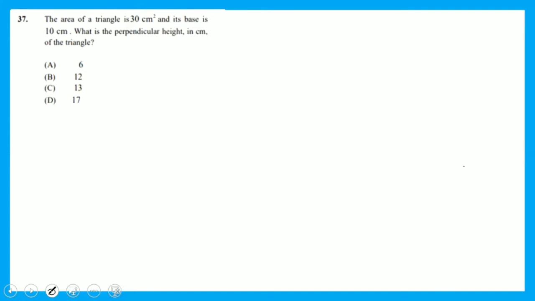First one says the area of a triangle is 30 centimeters squared and its base is 10 centimeters. What is the perpendicular height in centimeters of the triangle? As I said in yesterday's episode, what you can do when you get stuck in a question like this: one, reread; two, write down things that may be helpful. So the area of a triangle is 30 centimeters squared. Ooh. So you know a formula for area of a triangle. That's going to be half times the base times the height. And it tells you that the area of the triangle is 30 centimeters squared.